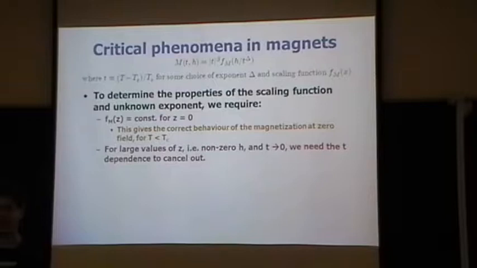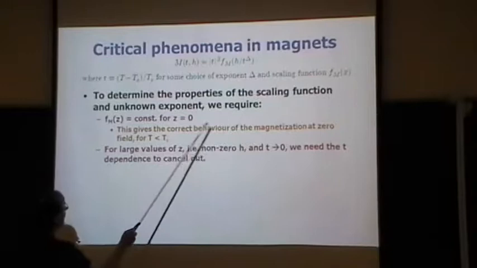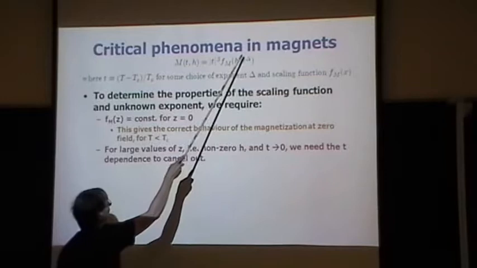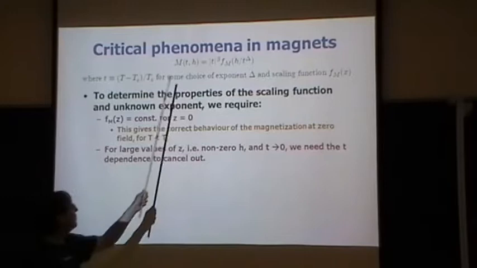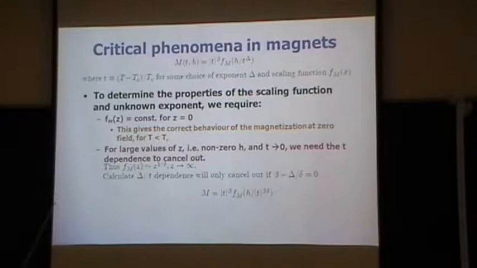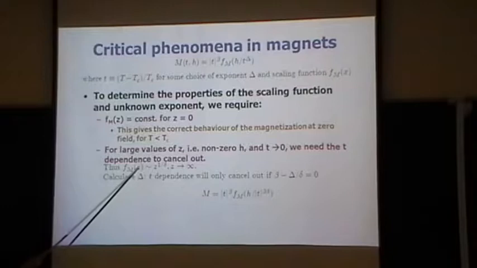So what we need is that if we have non-zero h, and t going to zero, somehow we need this t dependence outside and inside here to cancel out. If that t dependence cancels out, then maybe we can get m going as just some power of the external field. But it's easy to see how to do that. All we have to do is say that the scaling function f of z, as a function of its argument z, goes like z to the power 1 over delta as the argument goes to infinity.